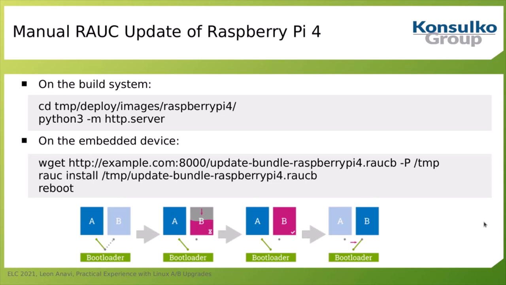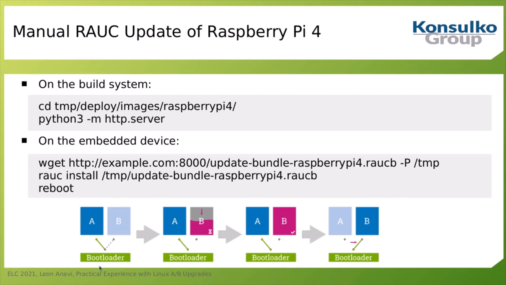So once this is done, we can build an image, for example core-image-base, boot the system, and then we can build an update bundle. The recipe for building the update bundle is also available in meta-rauc-community. And here is an example of how to perform a manual RAUC update on the Raspberry Pi.